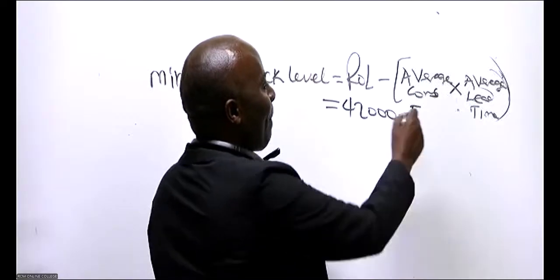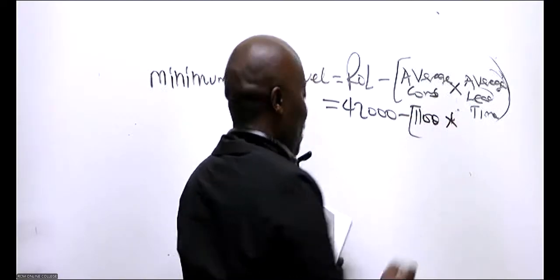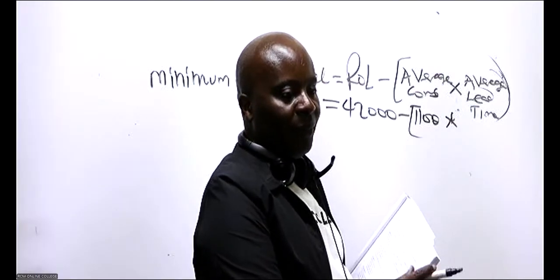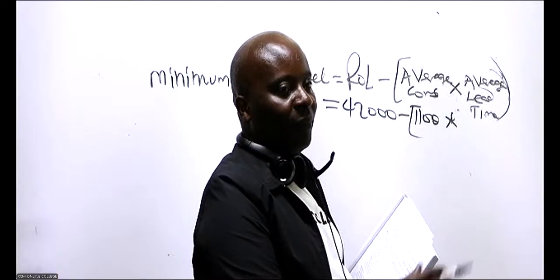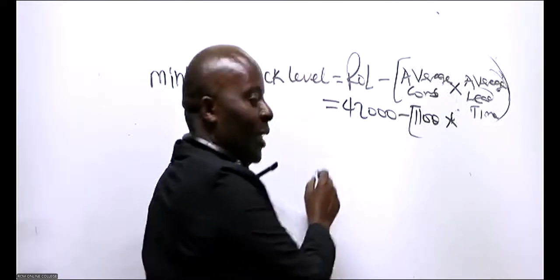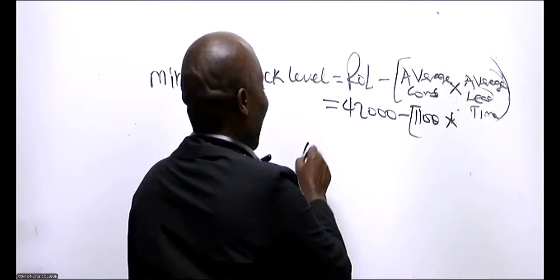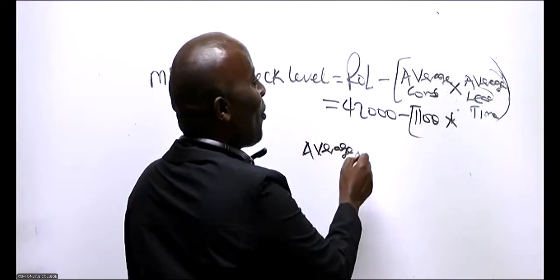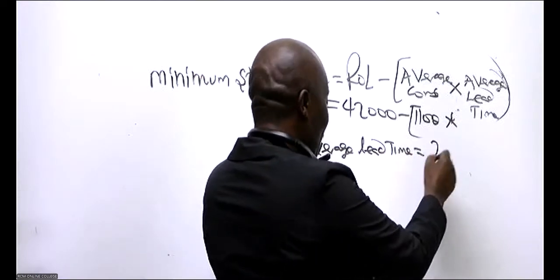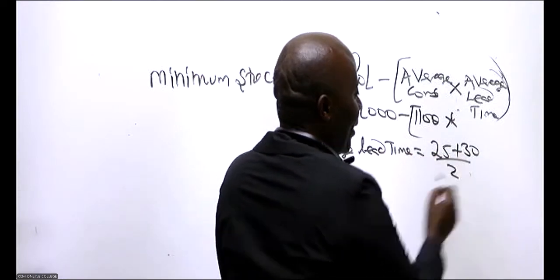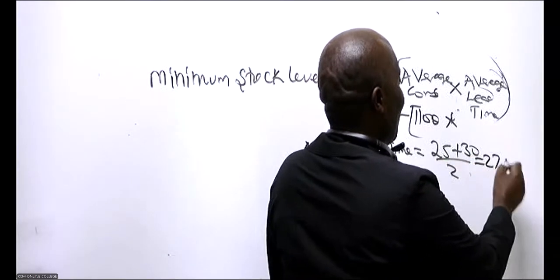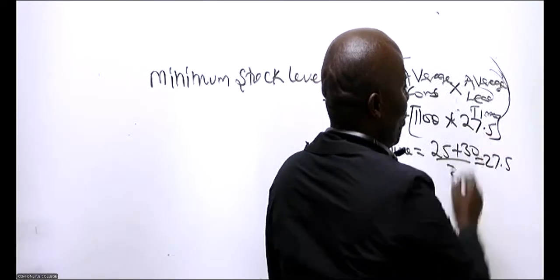Times average lead time, which is what? Always round off to a whole number. So 25 plus 30 divided by 2 gives 27.5. So average lead time. Don't say that these are days and we can't have half a day. Even hours we have.